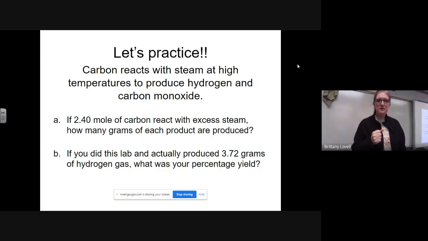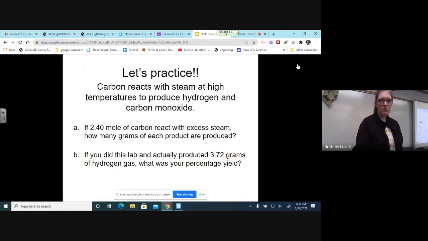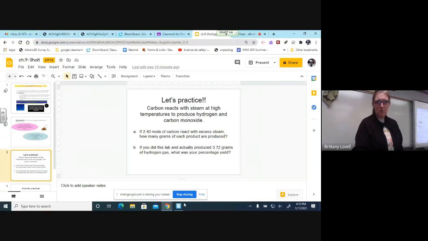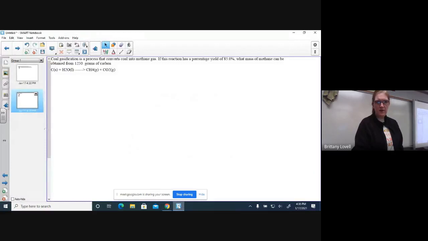Carbon reacts with steam at high temperatures to produce hydrogen and carbon monoxide. Okay. And then it's a 2-part problem. And they give you the first part, and then the second part is going to be the actual percentage yield part. I'm going to skip out of this notes part. I'm going to go to my smartboard right here. Okay, and let's see.